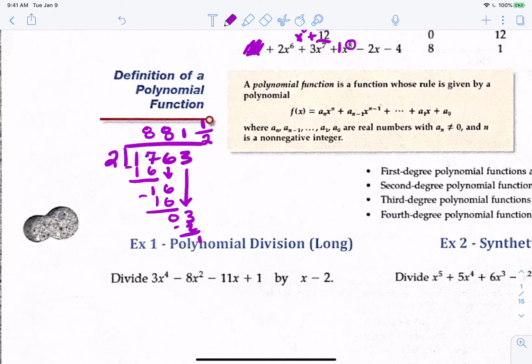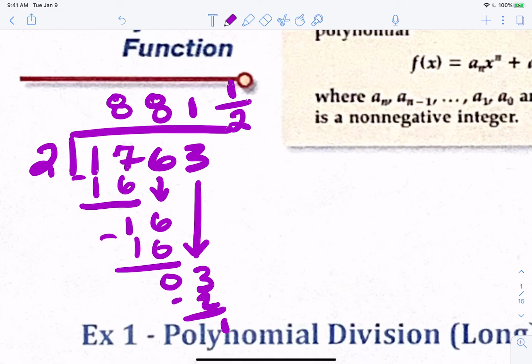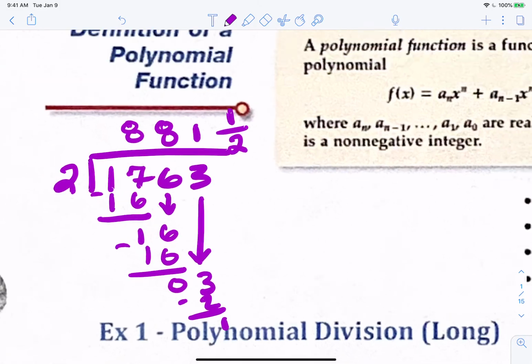Okay? I did that for a reason. I wanted to make sure it had a remainder for a reason, okay? So this is how you write that. We're doing the same thing, but we just have x's involved, okay? It is exactly the same process, though. Exactly the same process, okay?